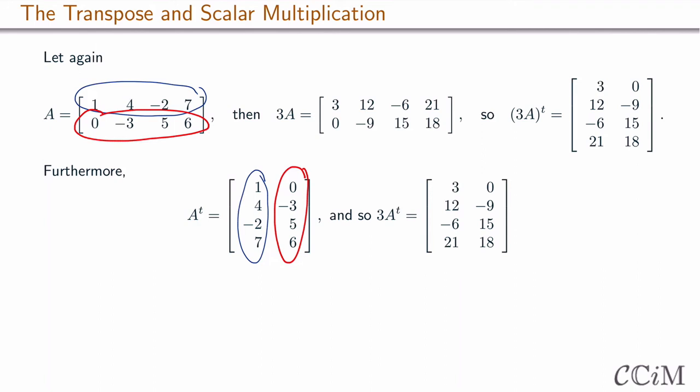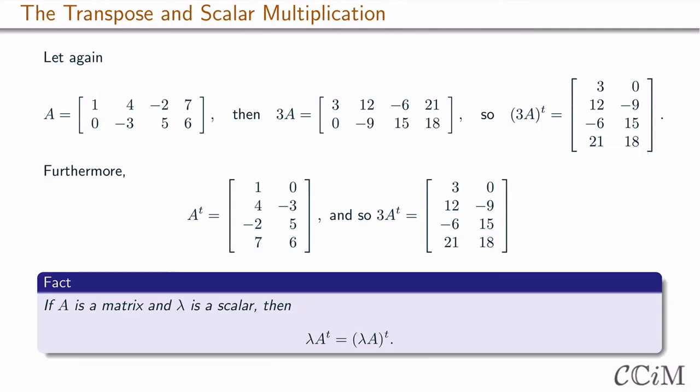And then we multiply that result by 3. So for example, this 1 here is multiplied by 3 to give rise to this 3 right there. And again, we notice the results of 3 times A transpose, or taking 3A first and then transposing the result, those 2 matrices are the same. We record this in a fact again. If A is a matrix and lambda is a scalar, then we can either multiply A by the scalar lambda first and then find the transpose, or we can find the transpose first and multiply the result by the scalar lambda. The result is the same.